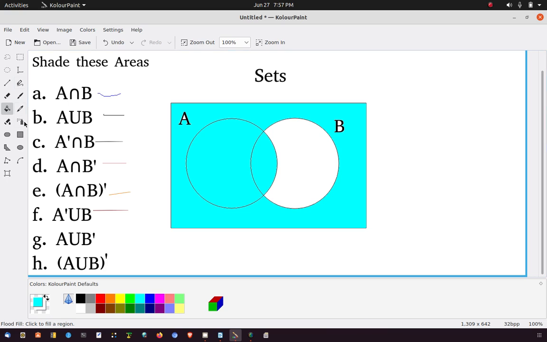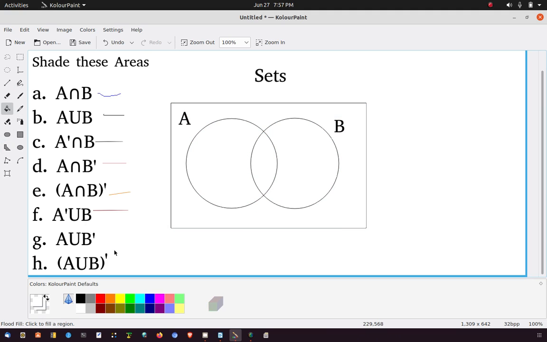All right, now the next one, let's clear this, is we've done this one already. Let's look at A union B complement, meaning the complement of A union B. You're going to identify A union B first of all, and then you look at the complement of that. It's everything that is not included in that. So, let's look at that.